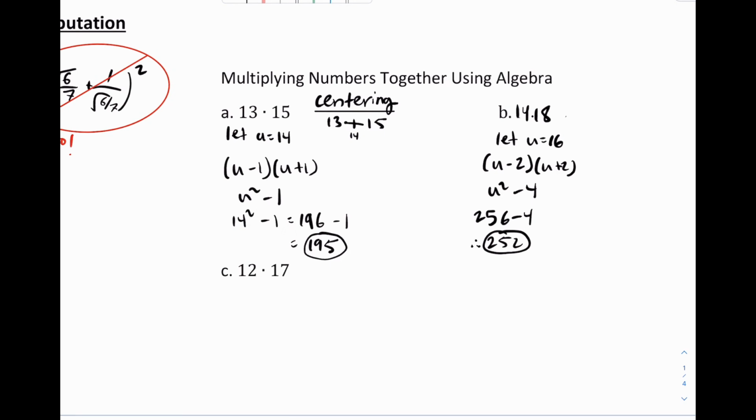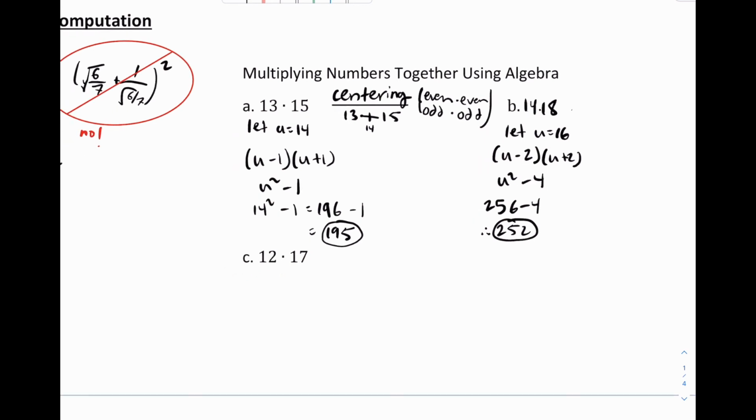Now notice how to do part C using algebra, centering isn't ideal because you wouldn't get a clean center, which means this method centering is good when you have two evens. So even times even, or if you have odd times odd. In those cases, you would get a clean center. But in part C, you'll see that the center is not very clean. I have an even here and an odd here.